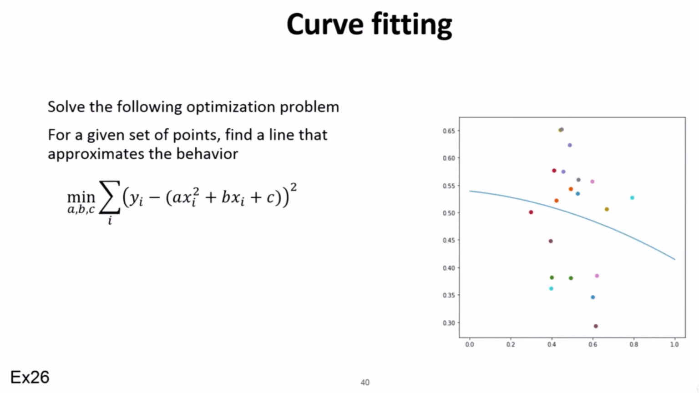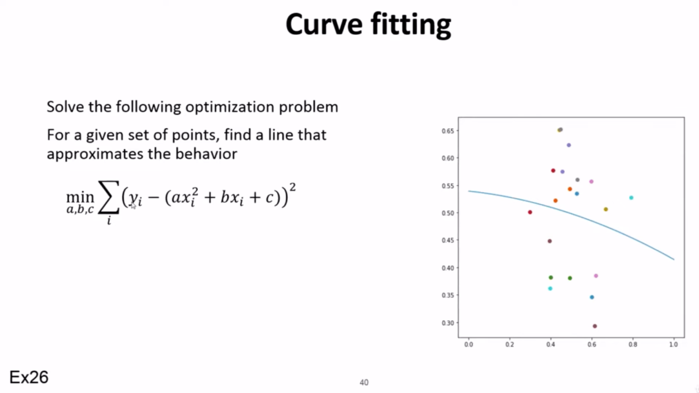Okay, so the input parameters are the locations of these points. Let's call them xi and yi. And the question is, what are the coefficients of this expression? A, B, C are the decision variables.